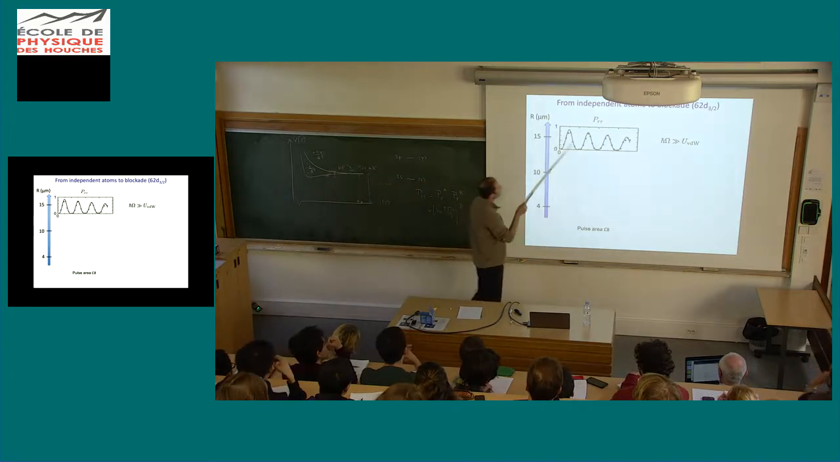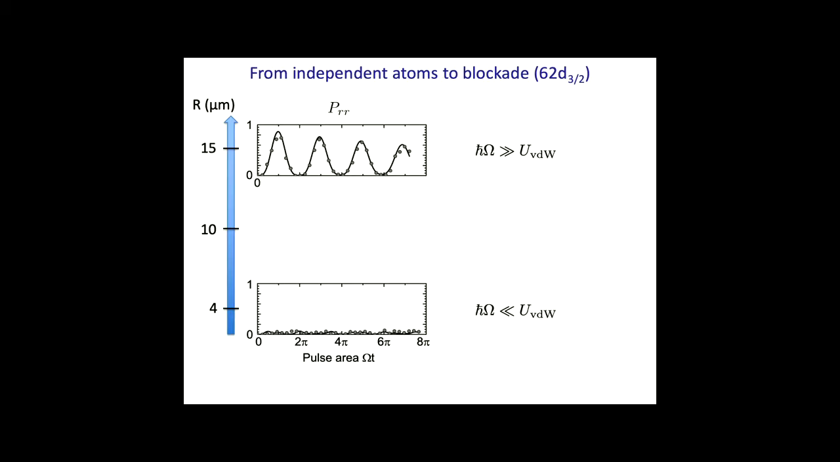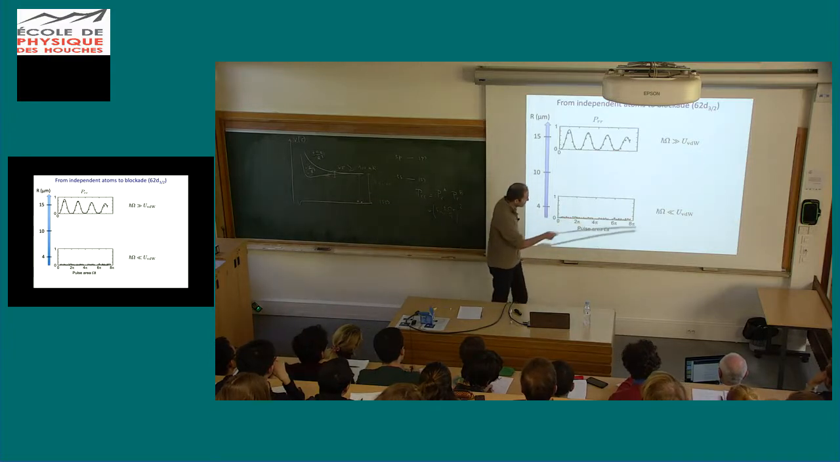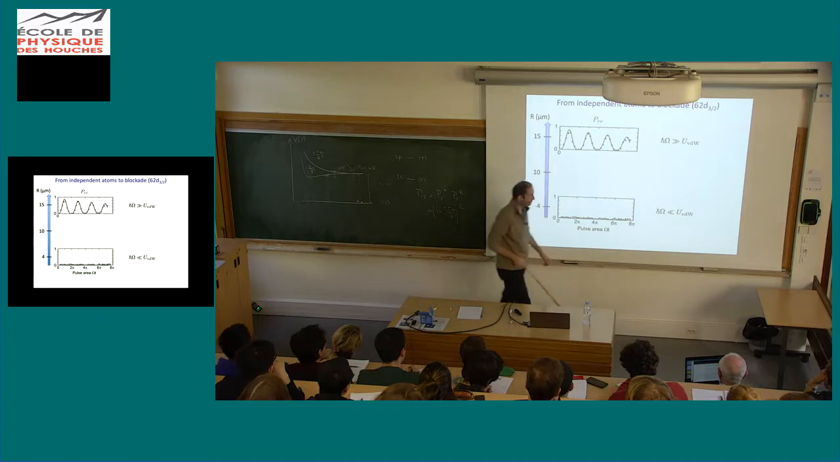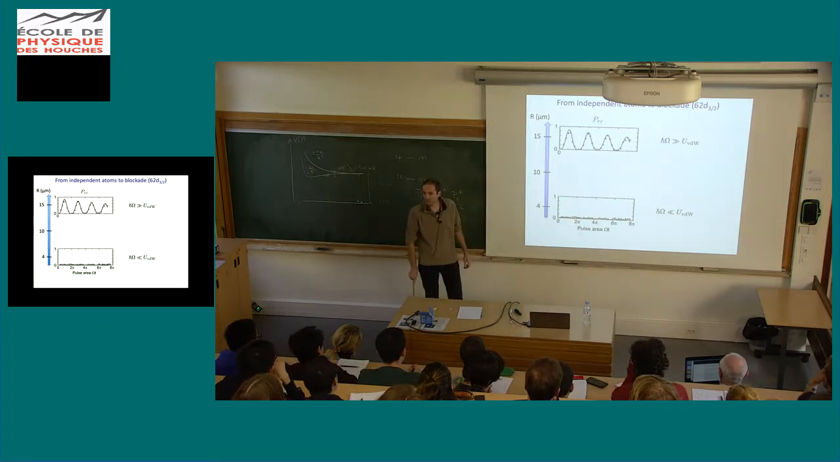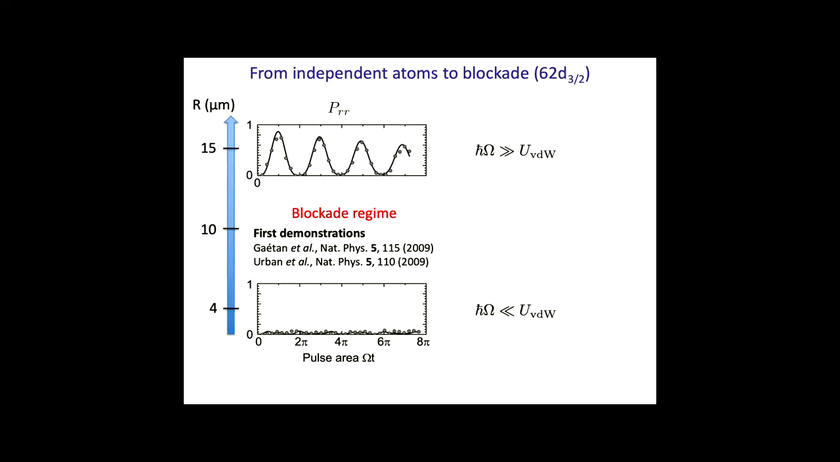And indeed, this is what you see here. So that's the reason why it has this kind of funny shape. You can do the very same experiment, trying to measure the probability to excite the two atoms at the same time when the atoms are very close to each other. So in this case, the Rabi frequency is much smaller than the van der Waals interaction. And indeed, you observe that you have hardly any excitation of your two-atom system. Okay, so this is what is called the blockade regime.